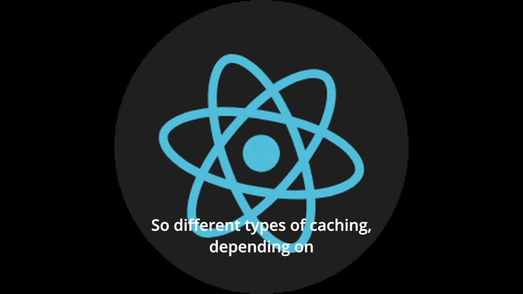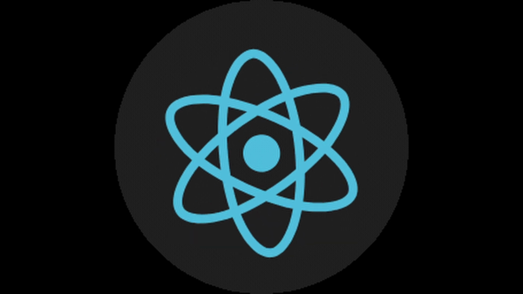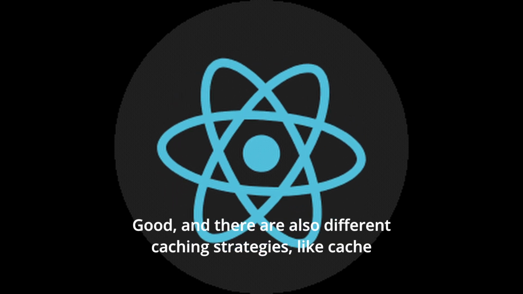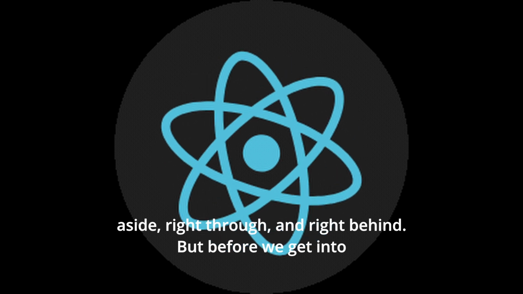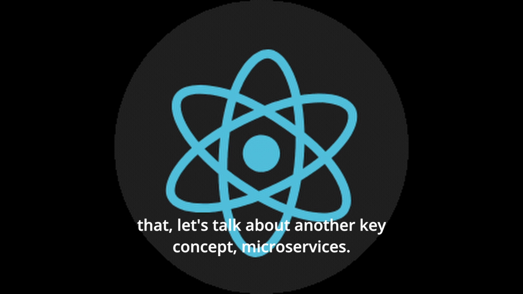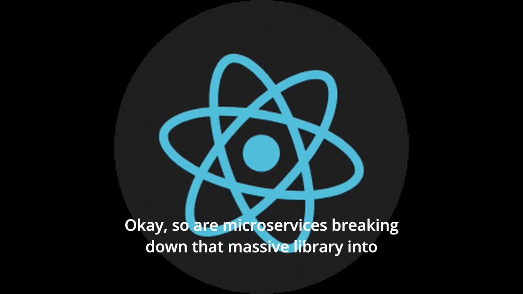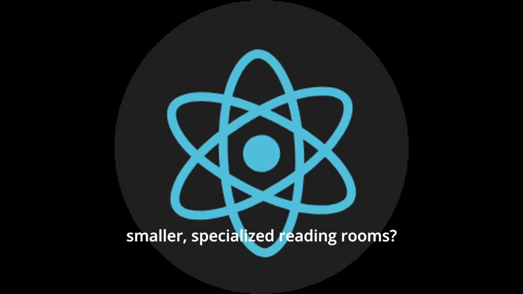It is. So different types of caching, depending on the data and where it needs to be accessed from. Exactly. Okay, that makes sense. And there are also different caching strategies, like cache aside, write through, and write behind. But before we get into that, let's talk about another key concept, microservices.